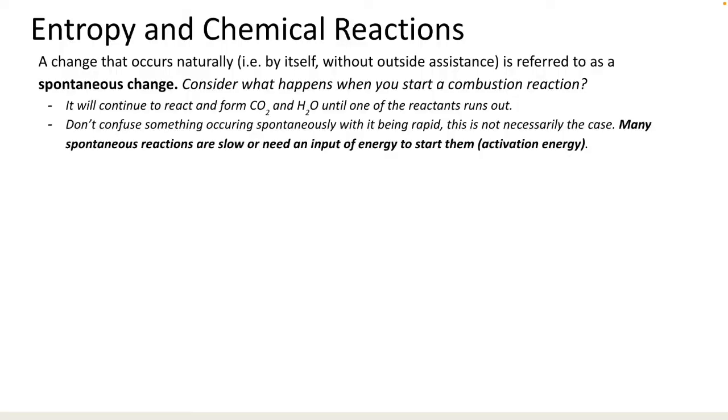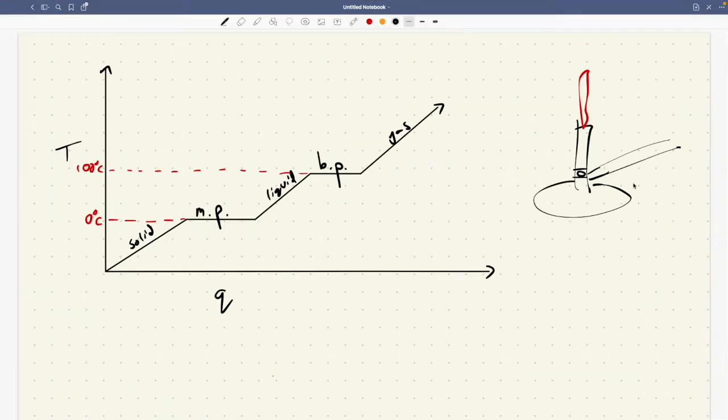Think about the idea of activation energy. The important thing about spontaneous reactions and spontaneous changes is that once they begin, they'll keep going until those reactants run out. So many spontaneous reactions are slow, or they need an input of energy. You consider your Bunsen burner there. You can have the fuel and the oxygen running, but it's not going to commence until you start that process with that light, with that match, which is what I've drawn there, if you're wondering what that is.